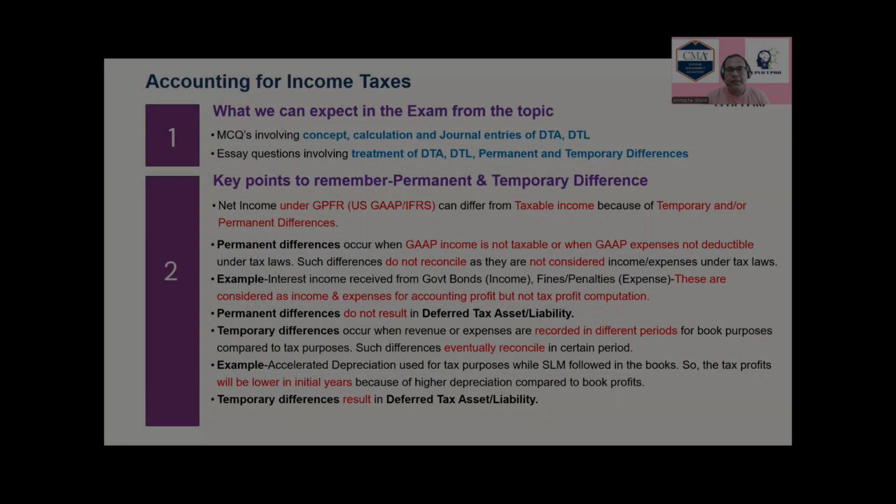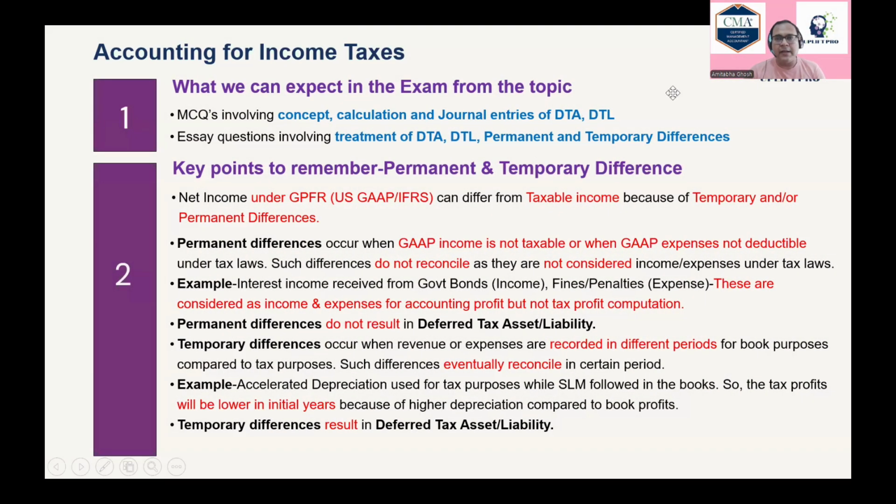So basically when we talk about accounting for income taxes, what is expected in the examination? Definitely we'll get certain small questions in the form of MCQs involving the concepts of DTA and DTL as well as calculations, and there might be some journal entries that might be tested. In essay questions, there might be involvement around treatment of DTA and how permanent and temporary differences occur. There might be some questions around strategy, or you might need to explain these differences with some examples.